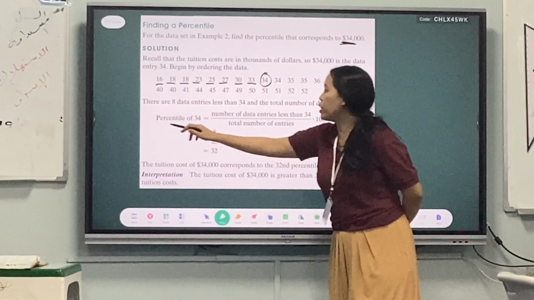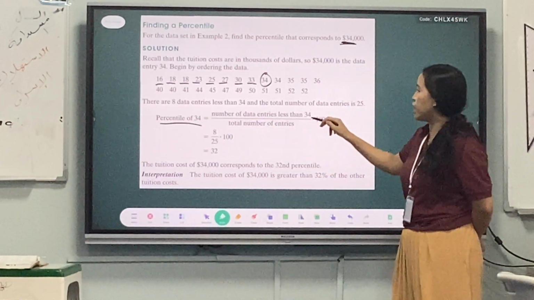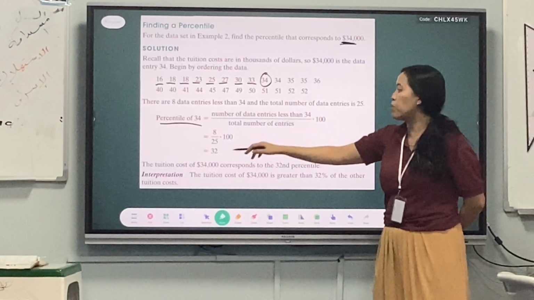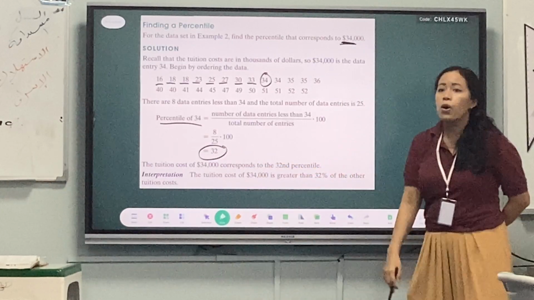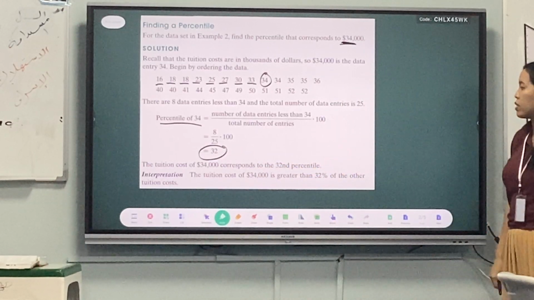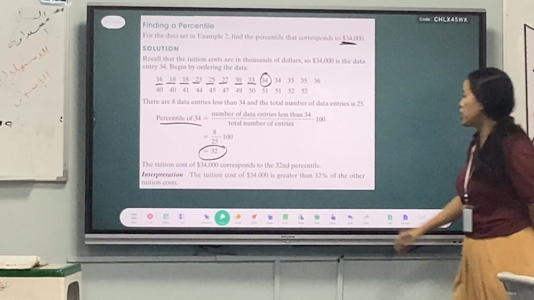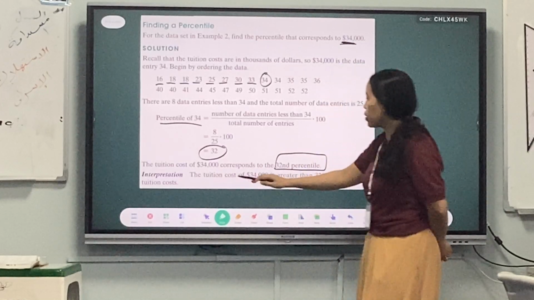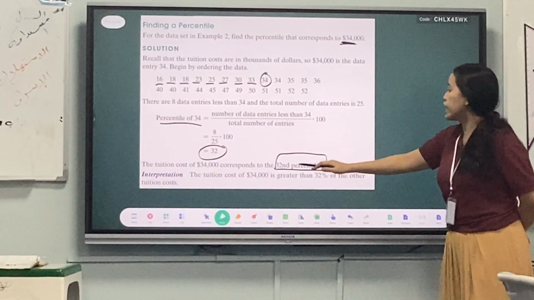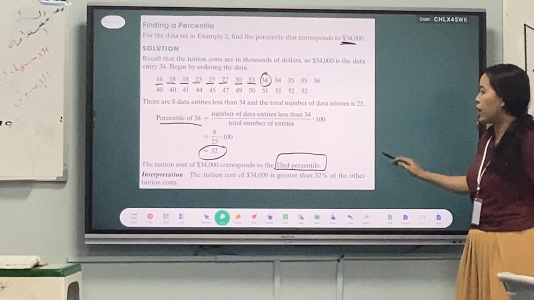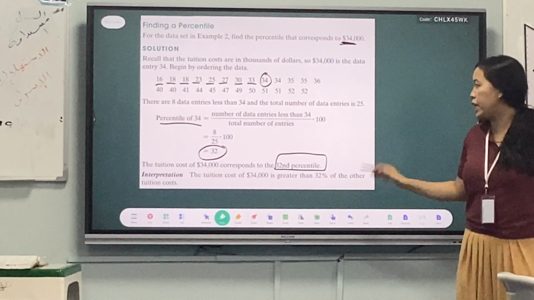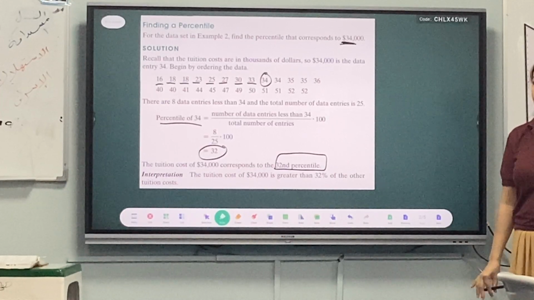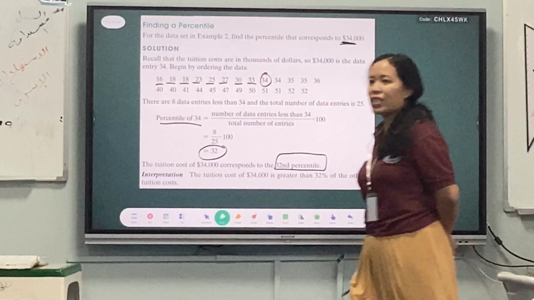Now, to find the percentile of 34: the number of data entries less than 34 is 8, over 25, which is the total, times 100, is equal to 32. So this is the 32nd percentile. If you interpret it, the tuition cost of $34,000 is greater than 32% of the other tuition costs. Can you please explain the interpretation?